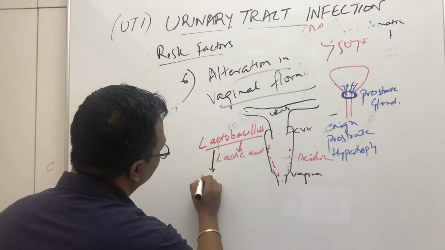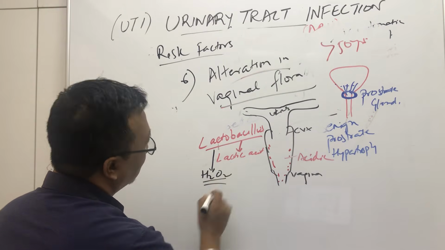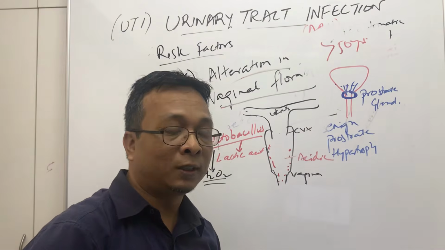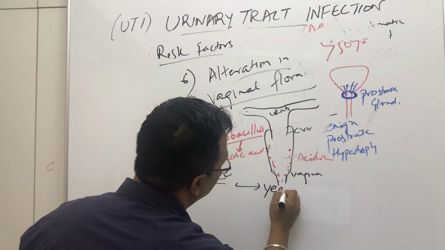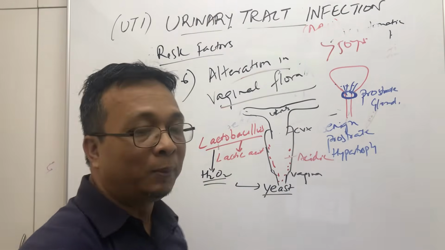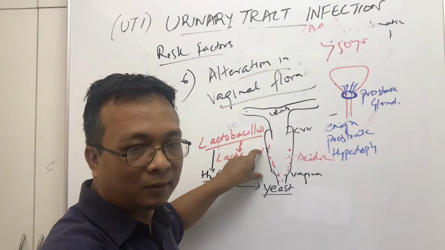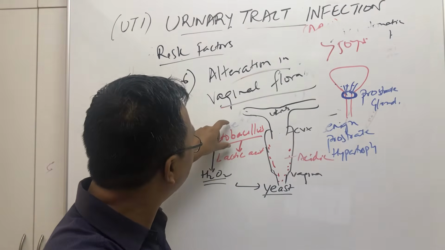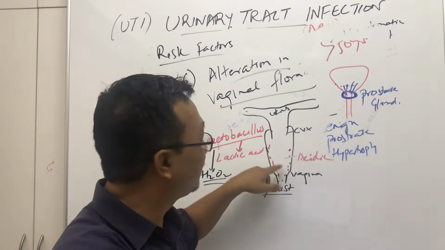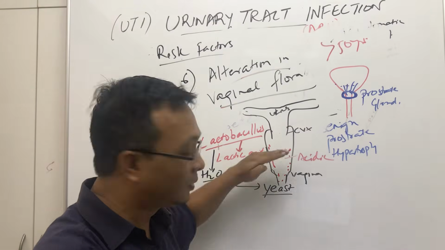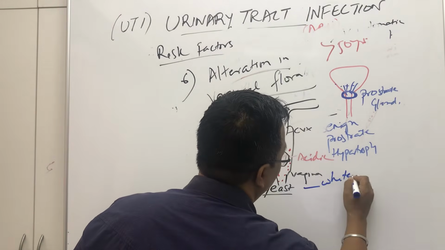Another thing the lactobacillus produce is hydrogen peroxide, H2O2. This hydrogen peroxide is so toxic for other organisms that it always dominates the yeast. Normally in the female vaginal flora there is a balance between the yeast and the bacteria. Because of the constant production of hydrogen peroxide by the lactobacillus, it dominates the yeast and doesn't let the yeast grow. Because if the yeast grows, the female will complain of white vaginal discharge.